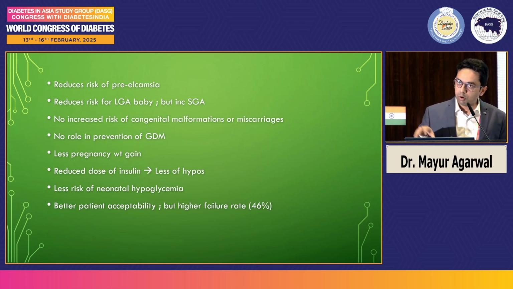If you are giving metformin along with insulin, there is less risk of hypoglycemia because you are reducing the dose of insulin, and maybe less risk of neonatal hypoglycemia because you are overall reducing the glycemic load. Okay, so the glycemic load is reduced. There is better patient acceptability because you are comparing an injectable therapy versus an oral therapy, but a higher failure rate, that is from the MIG TOFU trial.